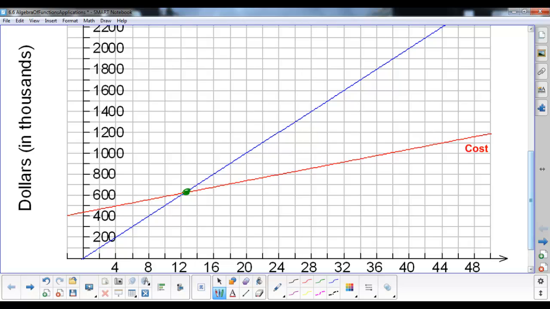So if I estimate where that is, it looks a little bit past 12. If we wanted to make a round estimate, maybe 12.5 would make sense. And then as far as the actual cost, my vertical scale here is going up in increments of 100 per grid square. So maybe we say that point is at $625, let's say. I'm just going to highlight the fact that this is the break-even point.